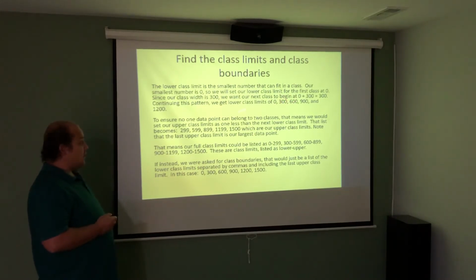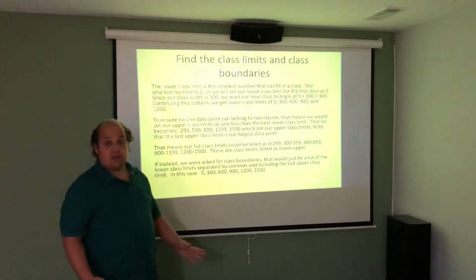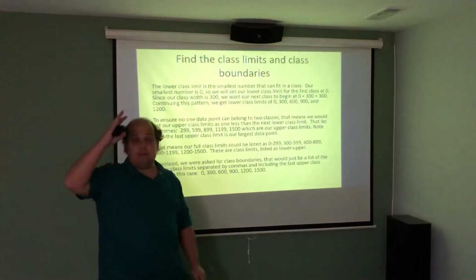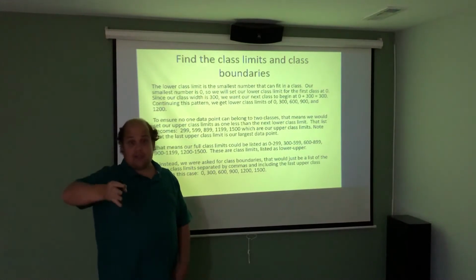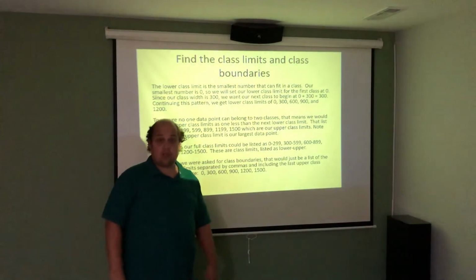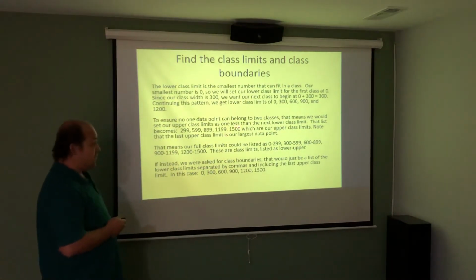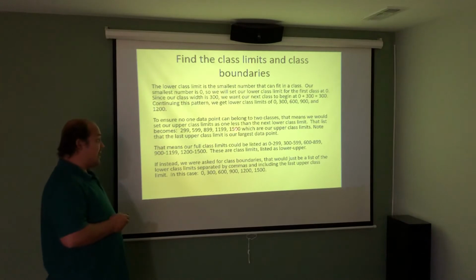So 1 less than 300 gets me to 299. 1 less than 600 gets me to 599. 1 less than 900 gets me to 899. And 1 less than 1200 gets me to 1199. The last class will be a little different. Basically, wherever I'm starting the last class, I want it to end at my maximum value. So it'll be a little larger than the other classes in this case because it goes to 1500, not 1499.